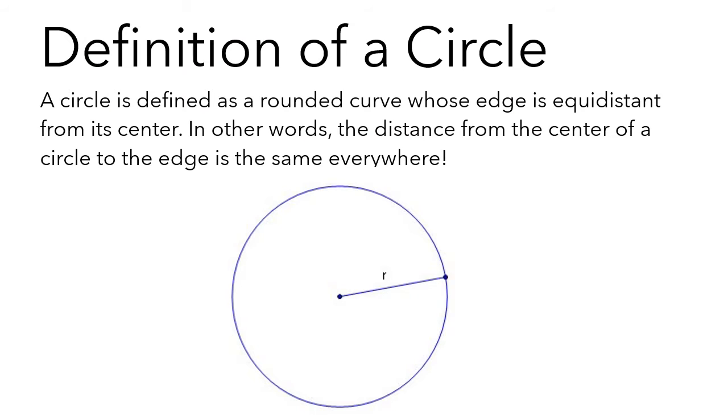So a circle is defined as a rounded curve whose edge is equidistant from the center. In other words, in simpler words, the distance from the center to the outside edge of the circle is the same everywhere. That's the definition of a circle.